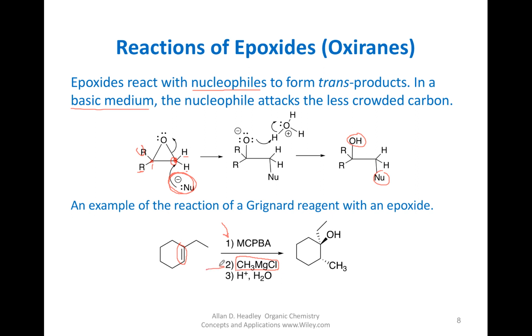So in a second step, it would attack this carbon since it is less crowded, because there's one hydrogen here and there is no hydrogen here but alkyl groups. And in a third step, we can add proton to put on the OH, the H. So here is the trans arrangement here for the methyl group and the OH group.